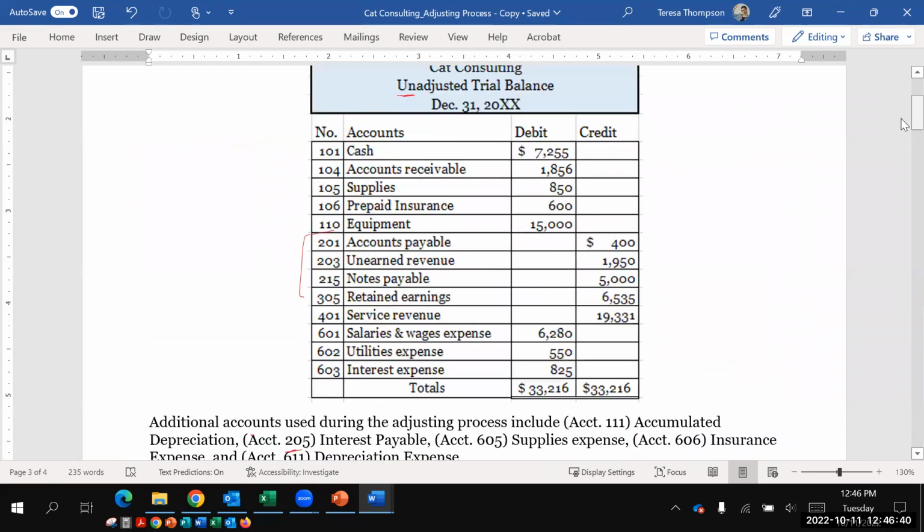Now we'll go up. All these beginning balances they gave you in the unadjusted trial balance, go ahead and put them in. Okay, so cash, for example, 7255.